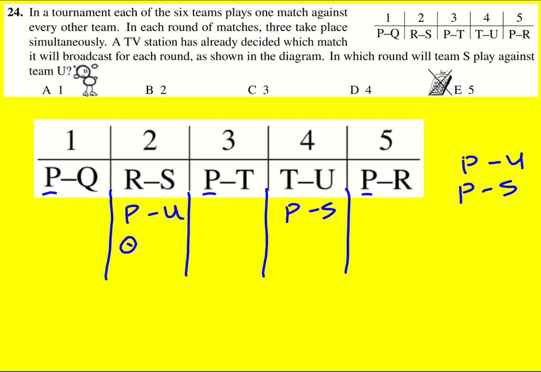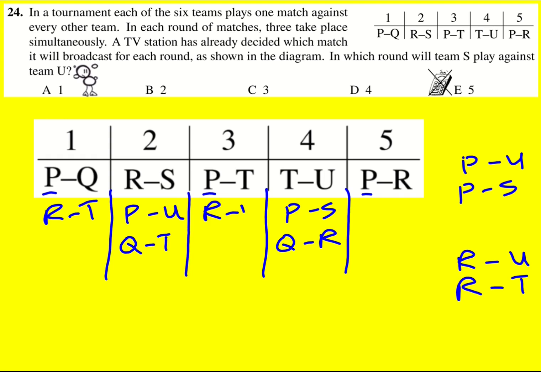And that allows us to say that Q is playing against T here, because that's the only remaining game, and Q is playing against R here. Right, now I've got some info. Now we've got R in 3 games, so we've just got to fit in R against S. We don't have R against U yet, do we? We've got R against P and R against Q, and then there's also R against T. So it must be that R is playing against T here, and R is playing against U here.